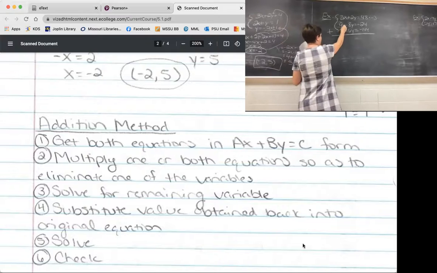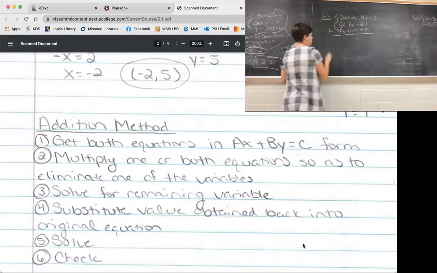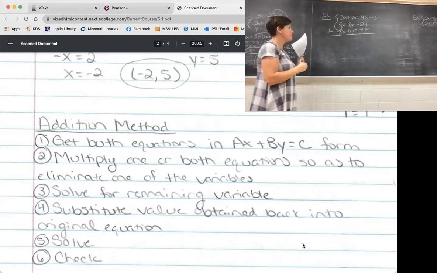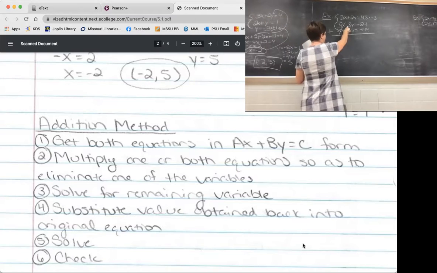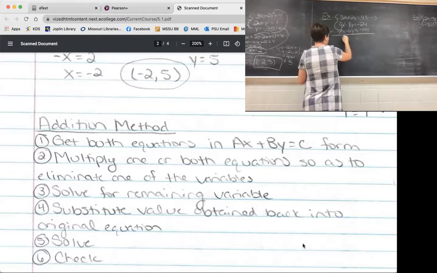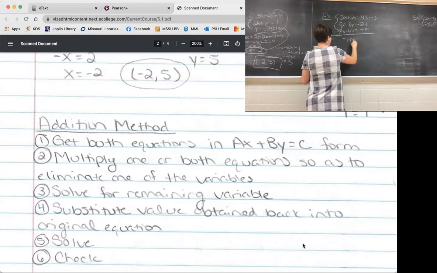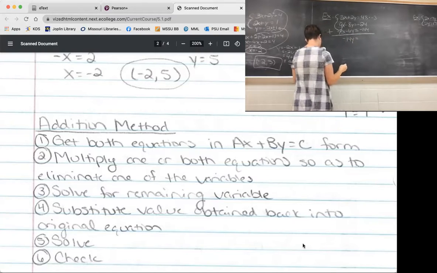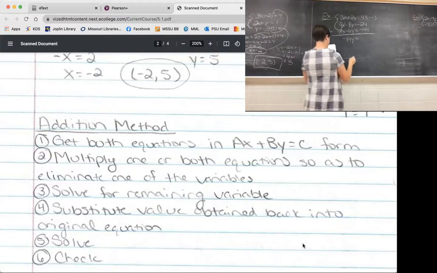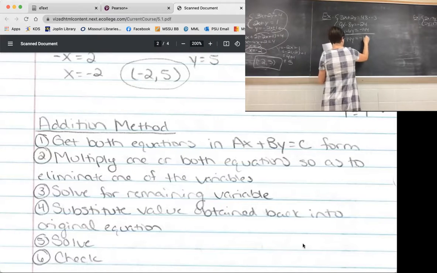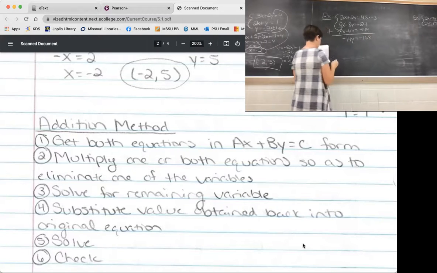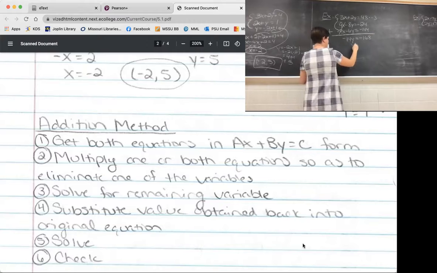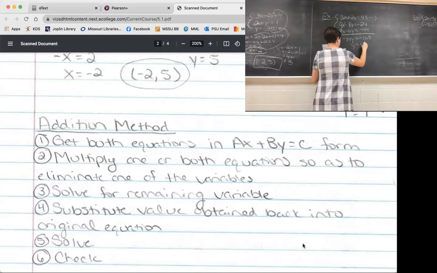Now I have 9x minus 9. Those go away. That's the whole point. We wanted one of our variables to go away. 11. -8 minus 6 is a minus 14y, and a -24 and a -144 is a -168. I'm going to divide both sides by a -14, and I get y equals 12.